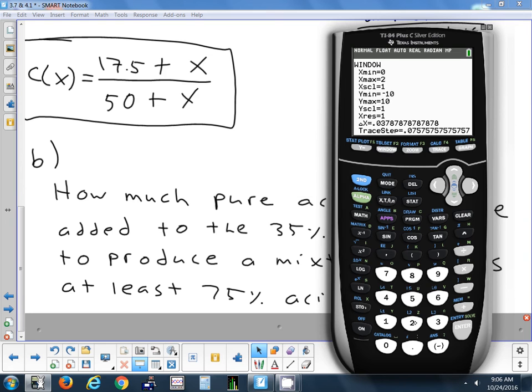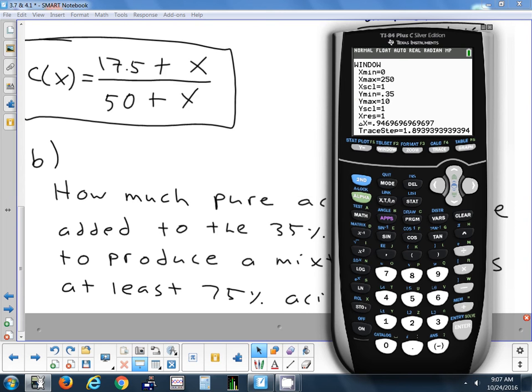So graph it. There's your concentration as you add more and more acid. You can see at first, if you start adding acid, it brings the concentration up quick. But over time, if you want to keep raising it higher and higher, you have to add tremendous amounts of acid. All right, so I want to know when the concentration is going to be 75%. How could I use my graph to do that? I could trace and try to look for where y is 0.75, but I'm never going to get it exact. So what could I do?